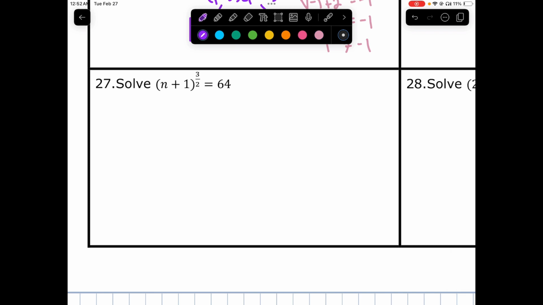For these, the numerator is odd, so I could just raise both sides to the power of 2 to cancel that out. But I'll do it the way that I taught you, because why confuse people? Don't forget the numerator is the exponent, the denominator is the root. So first thing I'm going to do is take the cube root, which I think will be a safe choice because 64 is a perfect cube.